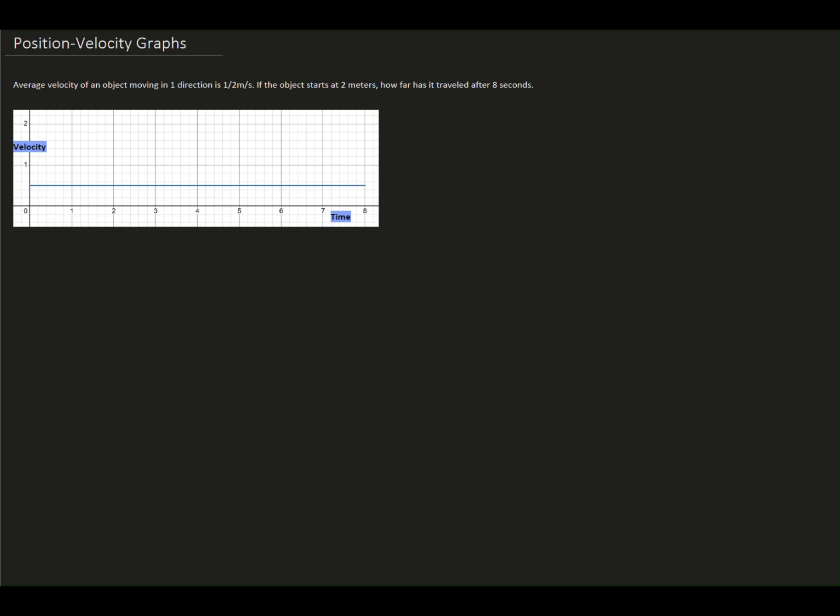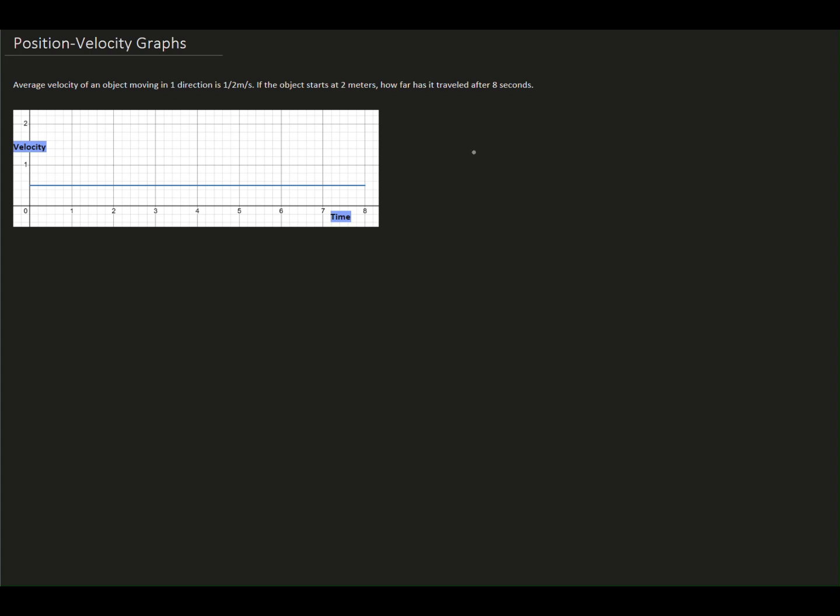So we're going to look at position velocity graphs and kind of understanding where the equations come from and applying them with calculus. So let's say we have the following velocity versus time graph. So we have some object that's moving in one direction and it's going 1.5 meters per second. So that's its velocity. If the object starts at 2 meters, how far has it traveled after 8 seconds?